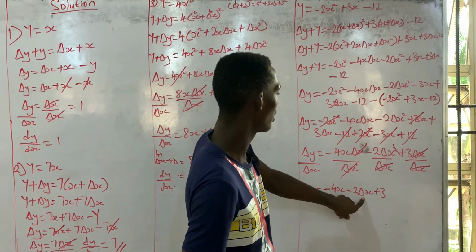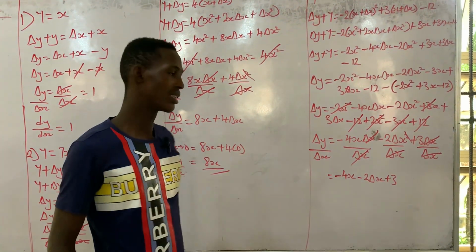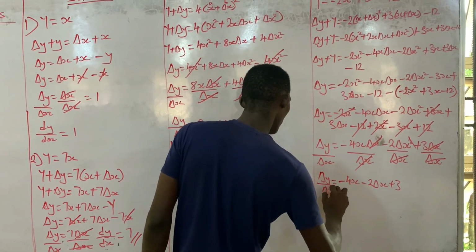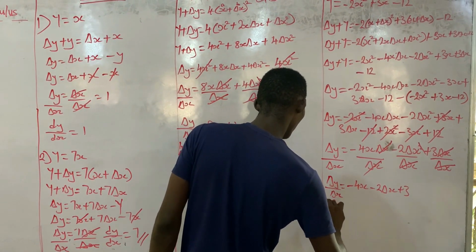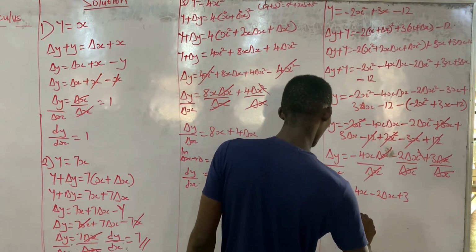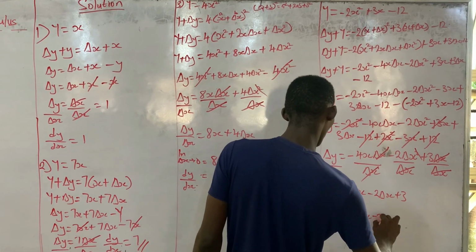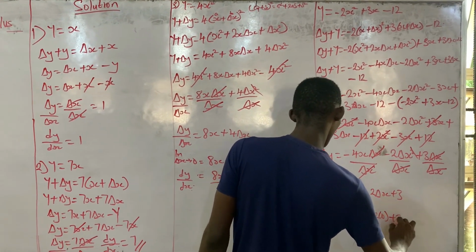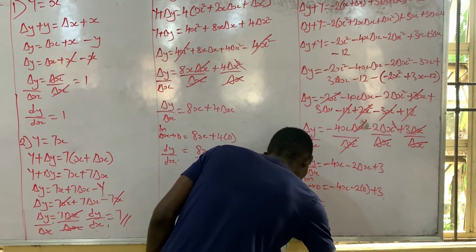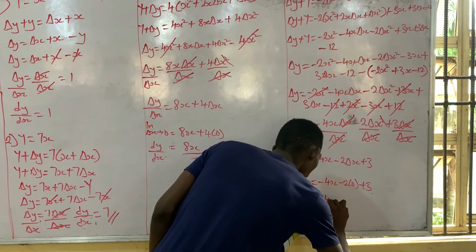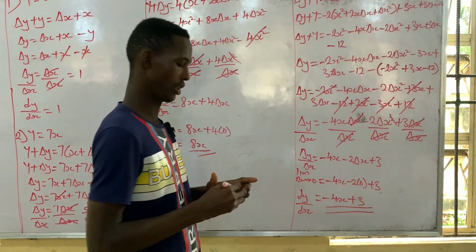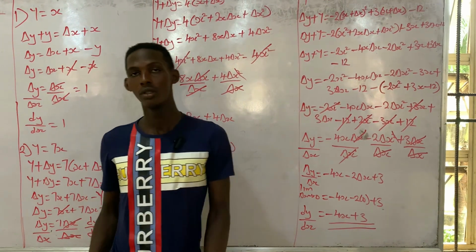Remember, as a result of we still having change in x here, then what do we do? We limit change in x to what? 0. So that now gives us what? Minus 4x minus 2 in bracket 0 plus 3. So therefore, our dy dx is equal to minus 4x plus 3 using first principle.